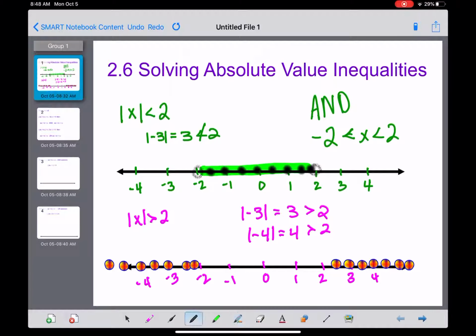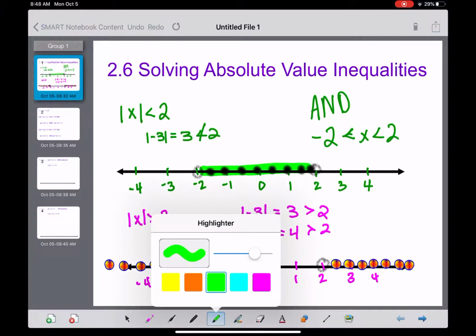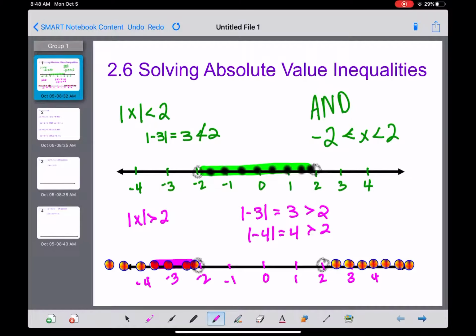All right, so I can shade in all values that are bigger than 2. I can also shade in all values that are less than -2. This type of graph should also look familiar from compound inequalities. I have created an OR statement. So my solution set for the absolute value of x is greater than 2 is x is less than -2 or x is greater than 2.